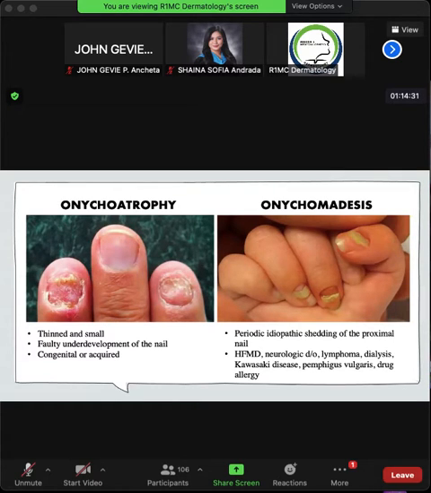For your onychomadesis, this is a periodic idiopathic shedding of the proximal nail, and this is usually seen in patients with hand-foot-mouth disease, those with neurologic disorders, those on peritoneal dialysis, those with cutaneous T-cell lymphoma, pemphigus vulgaris, Kawasaki disease, allergies, varicella infection, etc. So, medications such as your azithromycin, retinoids may also cause your onychomadesis.